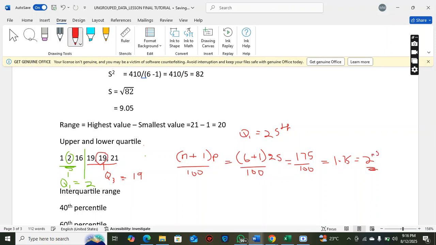Second position, which is this 2 here. For these positions, it is either a 0.5 or a whole number. If you are doing this formula and you get 1.75, 1.85, 1.95, your number for the positions is either it has a 0.5 or a whole number.